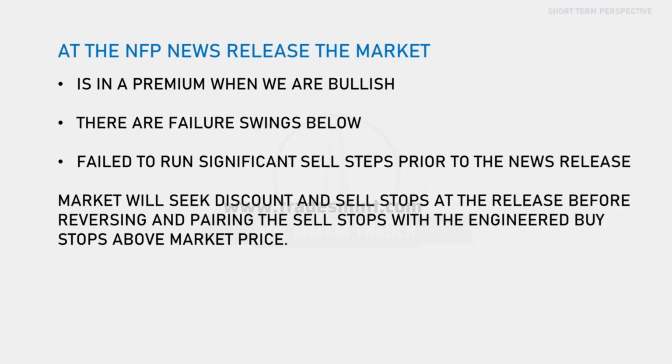So at NFP release, the market is in a premium when we are bullish. So what is more likely that it will do? If it's in premium, it's more likely to drop back into discount with the news release, right? But there has to be failure swings below us, which is the case in the previous chart, right? And then it failed to run those significant sell stops prior to that news release. So the market will seek discount and sell stops at the release before reversing, and then pairing those sell stops up with those engineered buy stops above the marketplace.